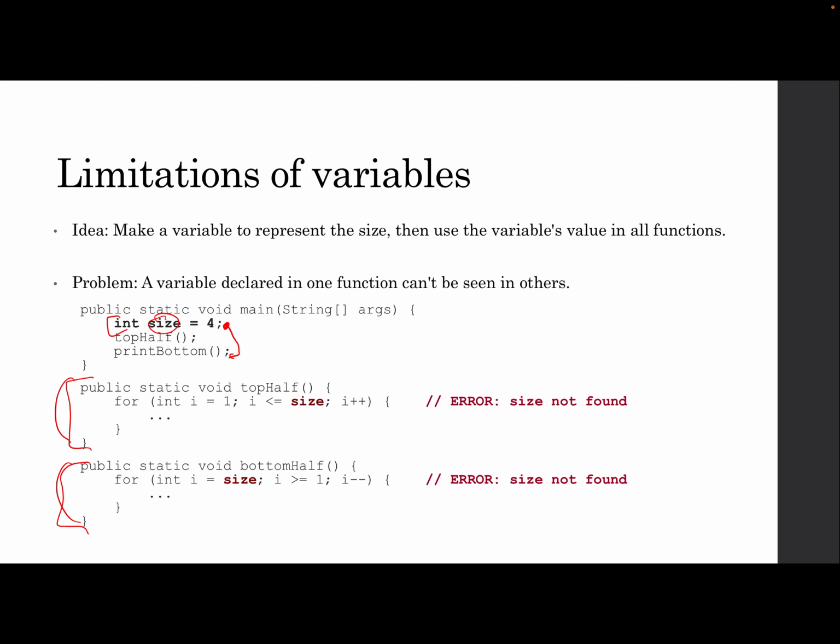This is a common misconception that people have with Java the first time that they're using it, that once a variable is declared, then every part of the program can automatically see it. But that's not how Java works. Variables only exist within a certain region of the code, and those regions are what we call scope.